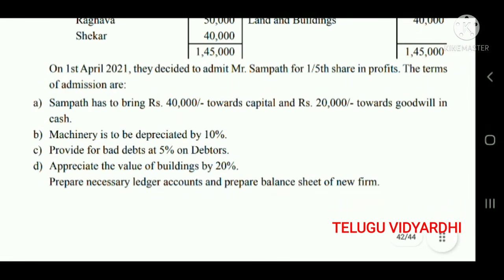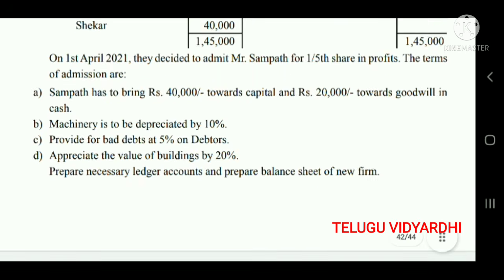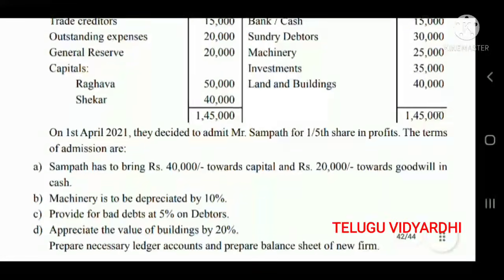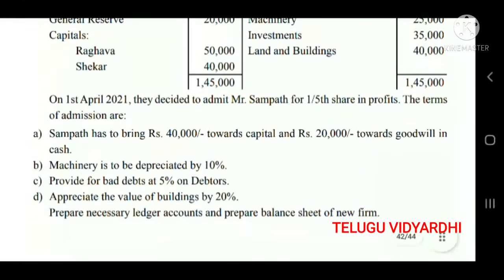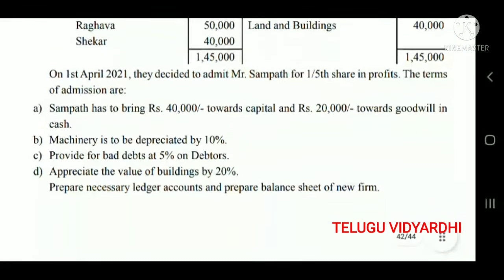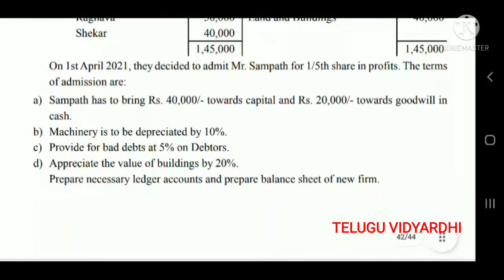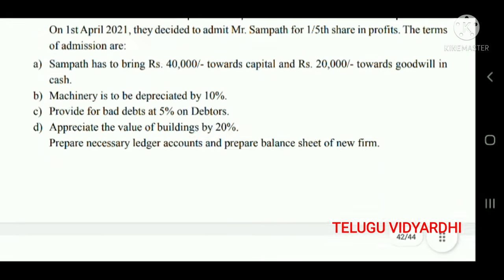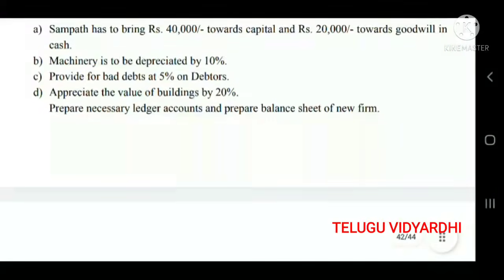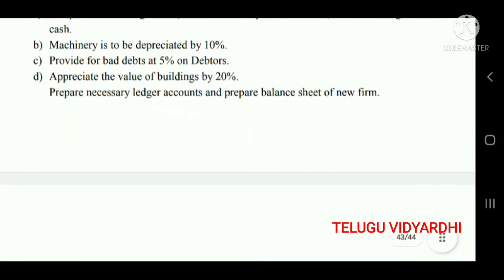Second point, machinery is to be depreciated by 10%. Next point, provide for bad debts at 5% on debtors. Appreciate the value of buildings by 20%. Prepare necessary ledger accounts and prepare balance sheet of the new firm. So students, these three problems are most important as per the government basic learning materials.